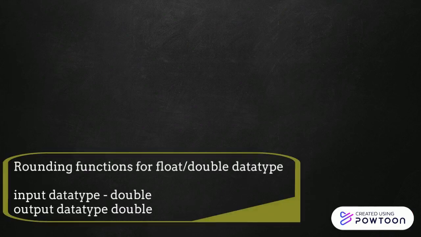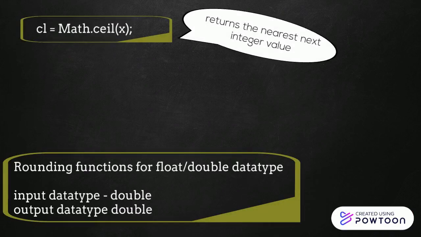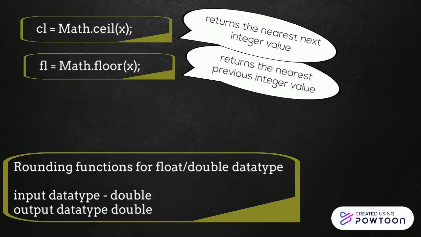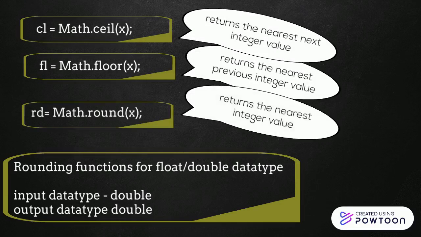Next set of functions for rounding the numbers, rounding the floating point numbers. You have ceil, which returns the nearest next or upper side integer value. Floor, which returns the nearest previous integer value. And round, which returns the nearest integer value.